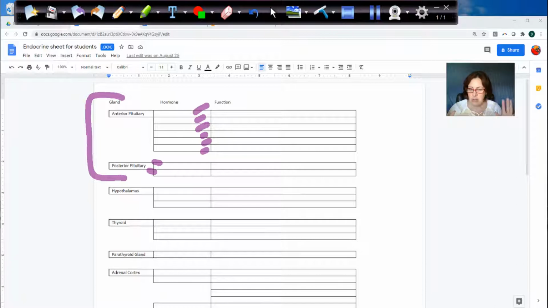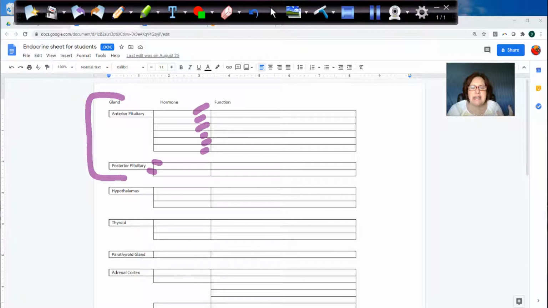So 3 columns as you're taking your notes. First column is the gland, the anterior pituitary. Next column is the hormone. And we're about to go through the 6 of them. And the third column is, what does that hormone do? What is the function? And so if I were able to print this and hand you this log that I've got on my screen, you would have it all filled in by the time we got done with lecture. Okay. And then it's a built-in study guide.